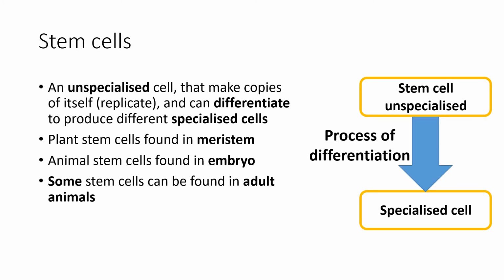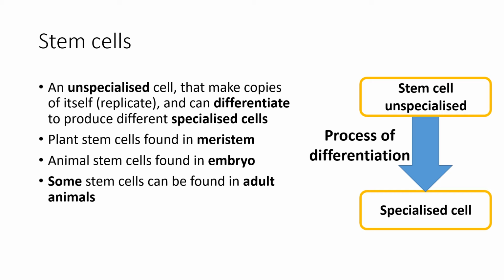When we say the term stem cell, what we mean is an unspecialized cell. That means it is a cell that has not been given a specific function. Those unspecialized stem cells can go through a process known as differentiation. The process of differentiation is what we do to turn a stem cell, which is unspecialized, into a different type of cell that is specialized. For example, a root hair cell or a muscle cell.